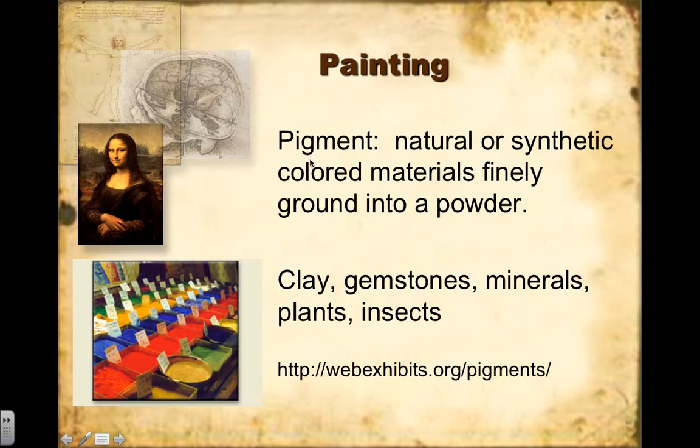So a pigment is a natural or synthetic colored material that is finely ground into powder. It could be from clay, gemstones, minerals, plants, or insects. And you'll notice that in many of the pigments that were used many years ago, they only had those types of materials offered to them at that time. They couldn't go to a store and just buy a tube of paint like we can today. So they would create their own.